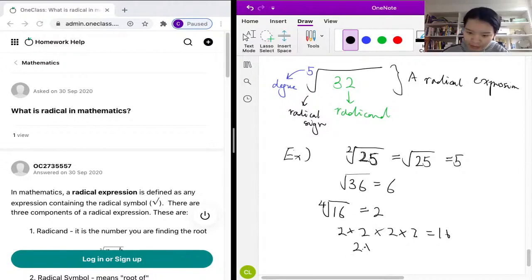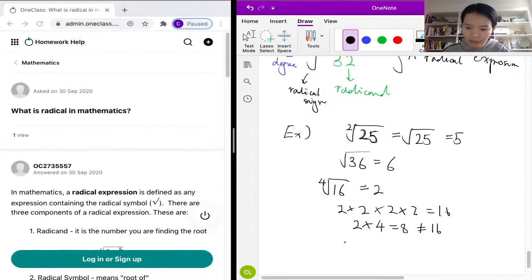Note this is different from 2 times 4, because 2 times 4 equals 8, and it does not equal 16. So it can only be 2 times 2 times 2 times 2, four 2's multiplied together, instead of 2 times 4. They're different. What it does equal is 2 to the power of 4, because 2 to the power of 4 means four 2's multiplied together, which equals 16, instead of 2 times 4. They are not the same.